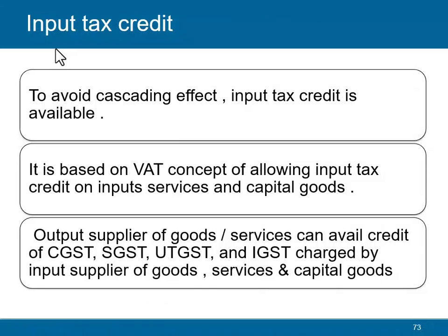To avoid the cascading effect, input tax credits are available. It is based on VAT concept of the following input tax credits on input services and capital goods. Okay, output supplier of goods and services can avail credit of CGST, SGST, UTGST, and IGST charged by the input supplier of goods and of services and capital goods.